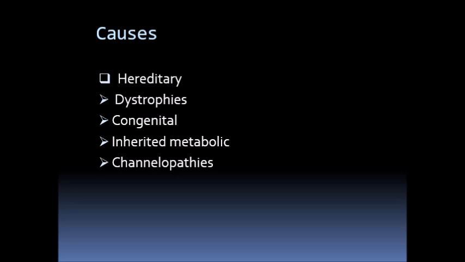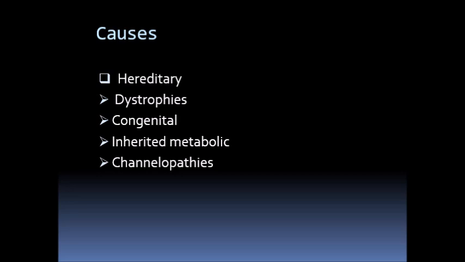So here, the causes are either hereditary or acquired. The hereditary causes can be divided into dystrophies, congenital, inherited metabolic, and channelopathies. I'll show the various kinds of dystrophies. Regarding congenital myopathy, it usually presents early, actually at birth, and the patient will have difficulty in sucking. I mean, sucking reflexes are not good, so breastfeeding will be affected, and also you have dyspnea and cyanosis and respiratory difficulties, and the baby needs to be kept in incubators and so on.